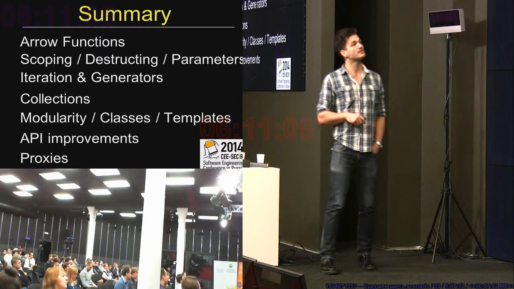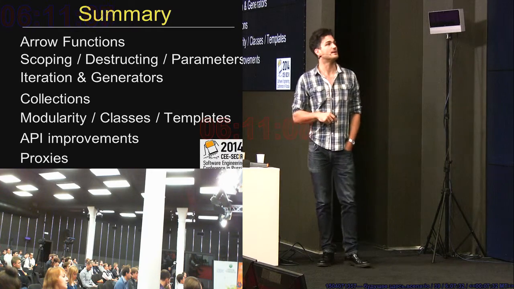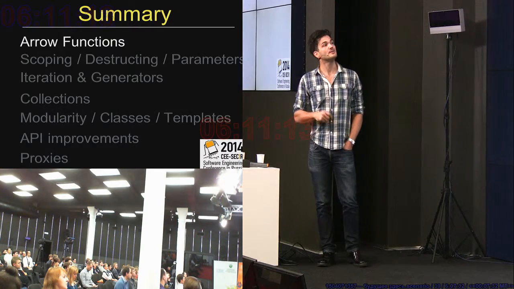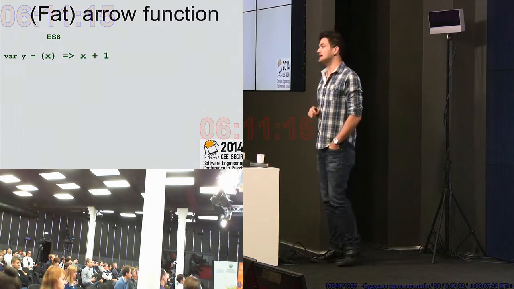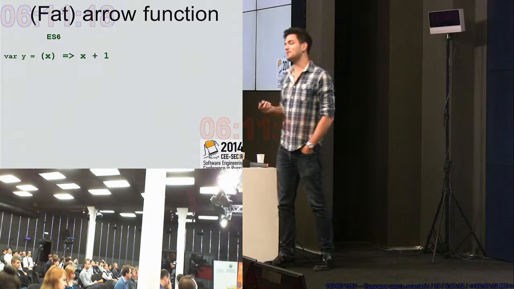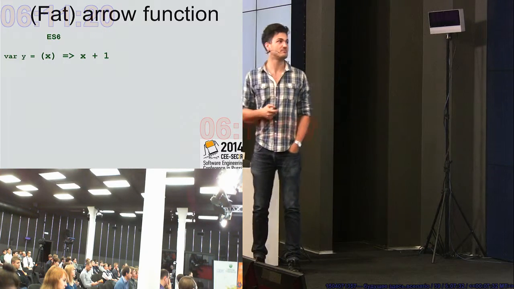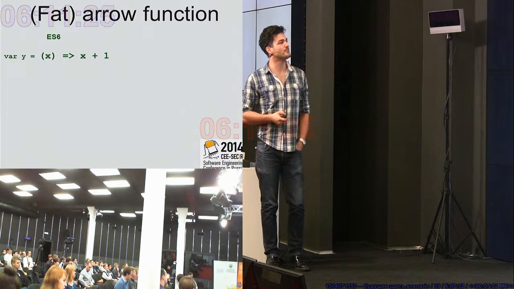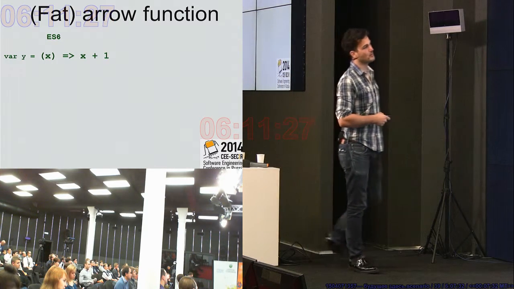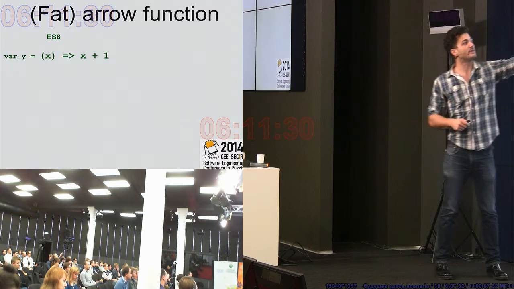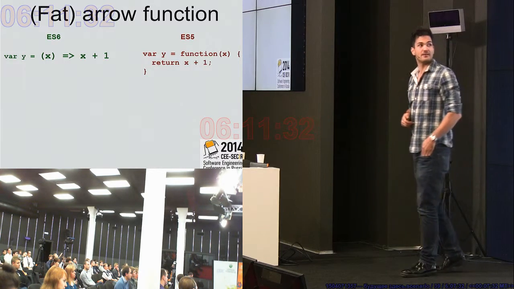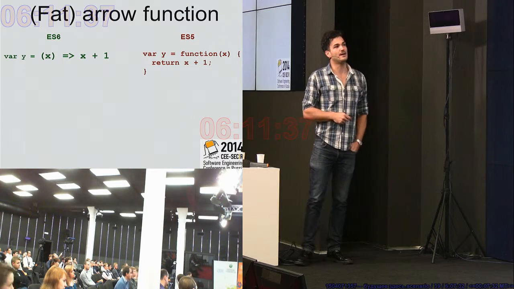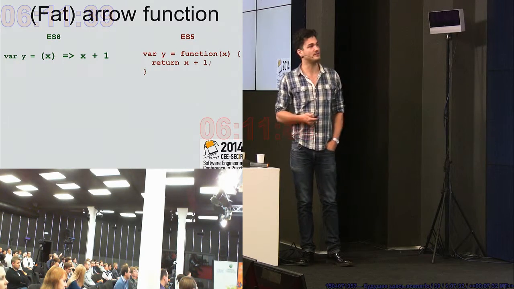So a bit of summary about the topics that we're going to cover today. Let's start with arrow functions. So fat arrow functions. I guess if you're familiar with CoffeeScript, there's nothing really new. It's a shortcut for writing functions. So you basically use this operator here instead of using function and return. So pretty much it's just syntax sugar in this case.